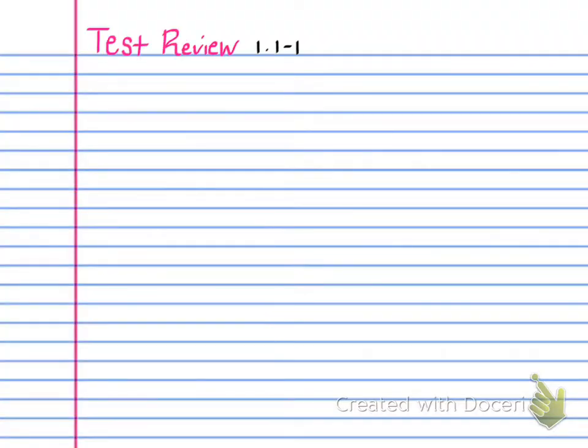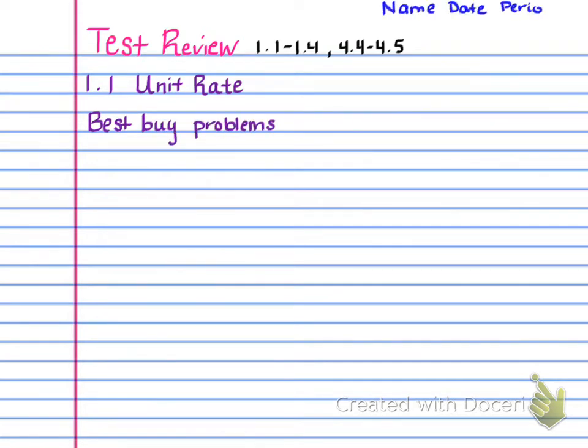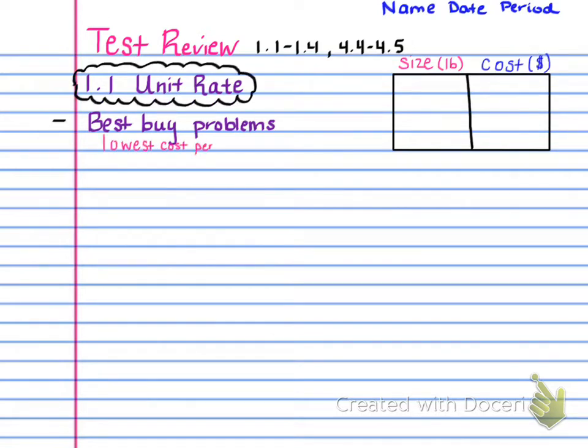Now, the first thing you're going to want to do is head your paper test review 1.1 through 1.4, comma 4.4 through 4.5. As usual, you're going to need your name, date, and period, and then you're going to see 1.1 unit rate, and we have our first example here.